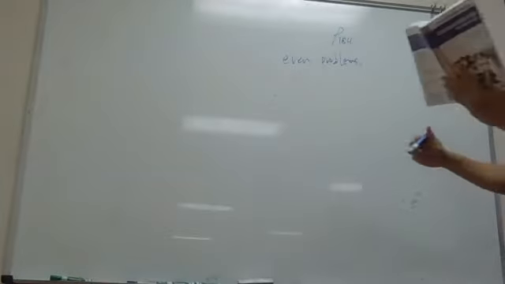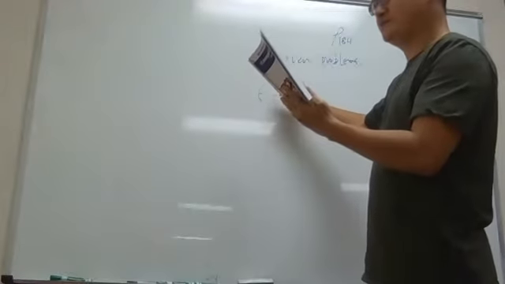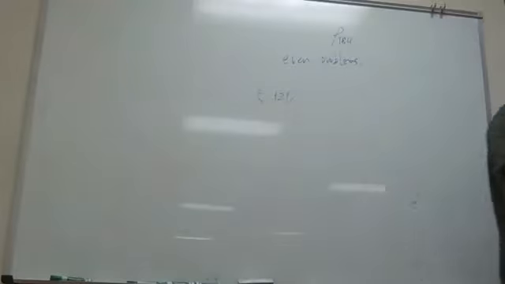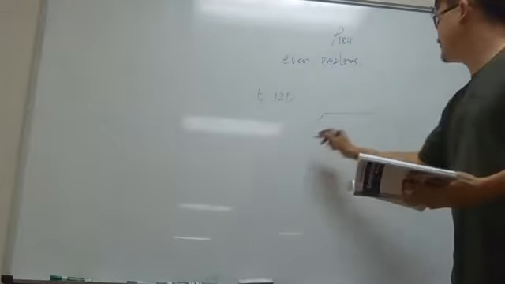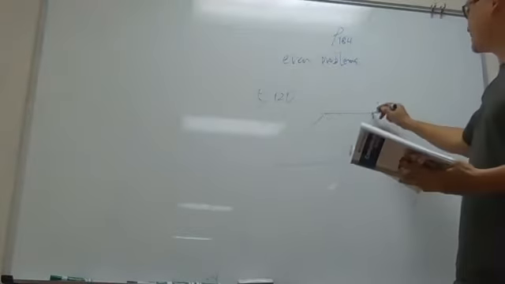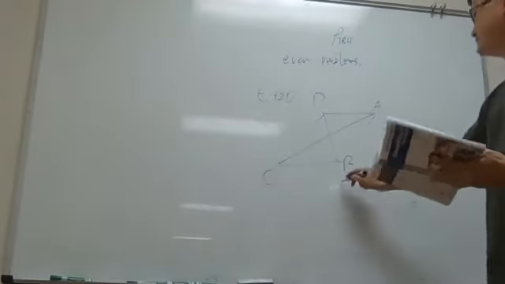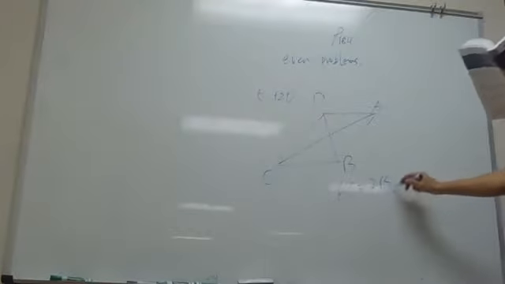So the next one is on page 184. We have 5.120, right? Okay, so we know that in parallelogram ABCD, let me just draw a graph here. AC is twice the length of BD. So let me draw it this way: ABCD. So AC is twice BD.